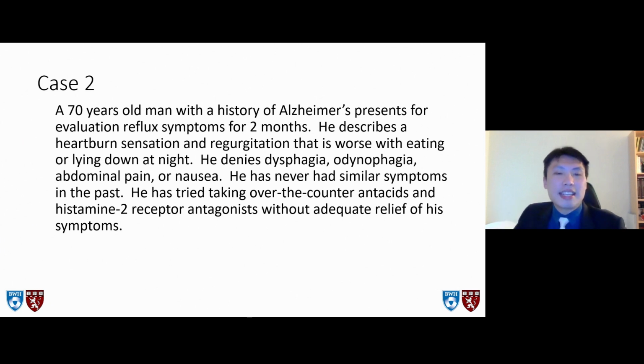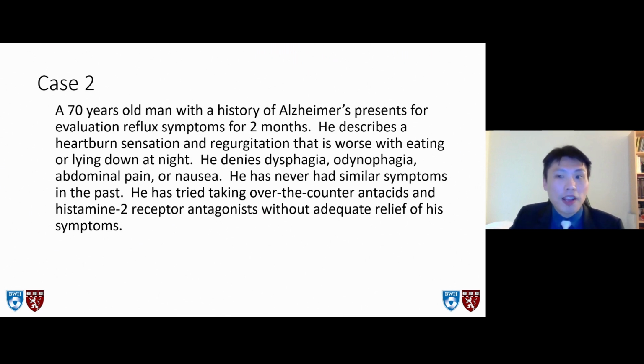So the second case of today is a 70-year-old man with a history of Alzheimer's disease who came in for evaluation of reflux symptoms for 2 months. He describes a heartburn sensation and regurgitation that is worse with eating or lying down. He denies any dysphagia, odynophagia, abdominal pain, or nausea. He's never had any similar symptoms in the past.